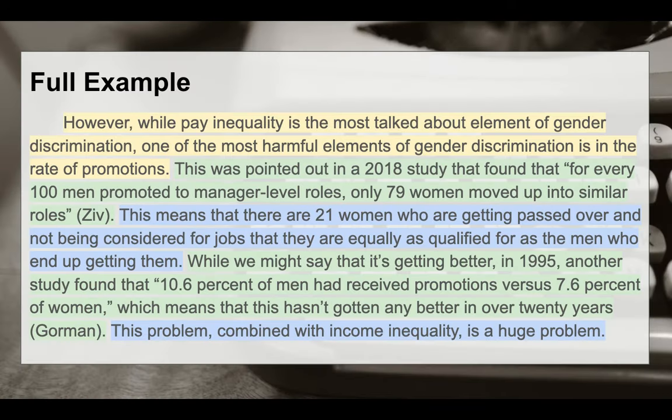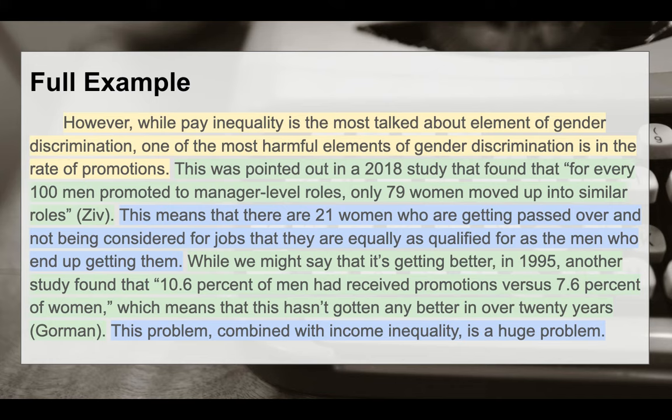So let's put it all together and look at it. I've color-coded some pieces so you can see what they might look like. In yellow, we have our transition and our topic. In green, at first, we have our evidence. In blue is some elaboration. Green has more evidence, and blue has some elaboration and a conclusion.